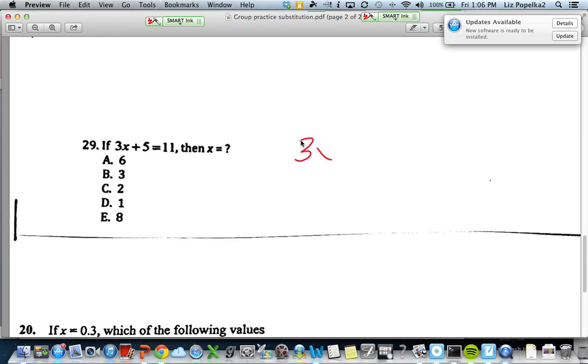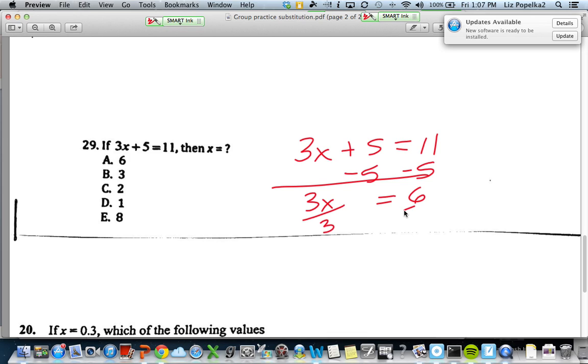I've got 3x plus 5 equals 11, and they're asking you to figure out what x is equal to. A lot of you guys might know how to solve a two-step equation already. Simply subtract 5 from both sides. 3x is equal to 6. Divide both sides by 3. X is equal to 2.